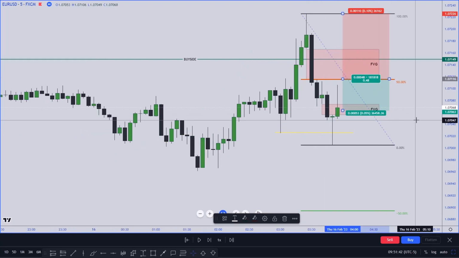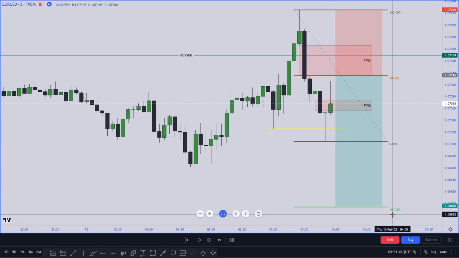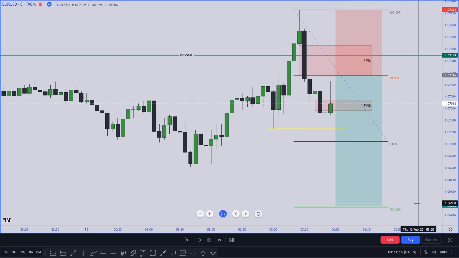And then I always look, as I mentioned, for that 2-to-1 reward to risk ratio, which would be down here at our negative 50% Fibonacci extension level that I spoke about in the previous lesson 4 about Fibonacci. So make sure to check out that lesson if you haven't done so already.